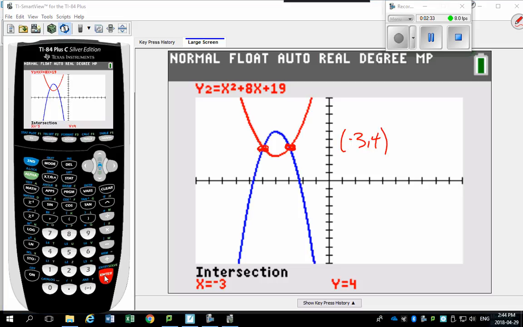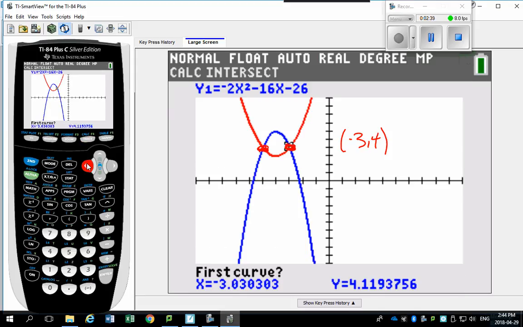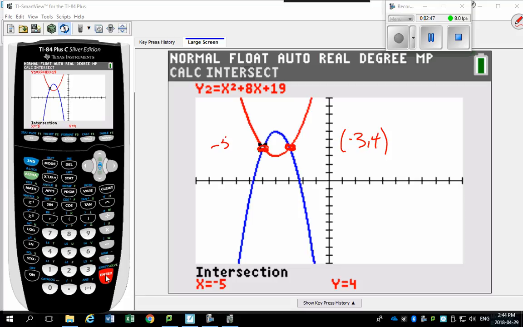Let's find the other answer. Second calc, find the intersect, 5, and mouse it over. There it is. Enter, enter, enter. And I've got, oh, look at this. Minus 5, 4. And there's your solutions.